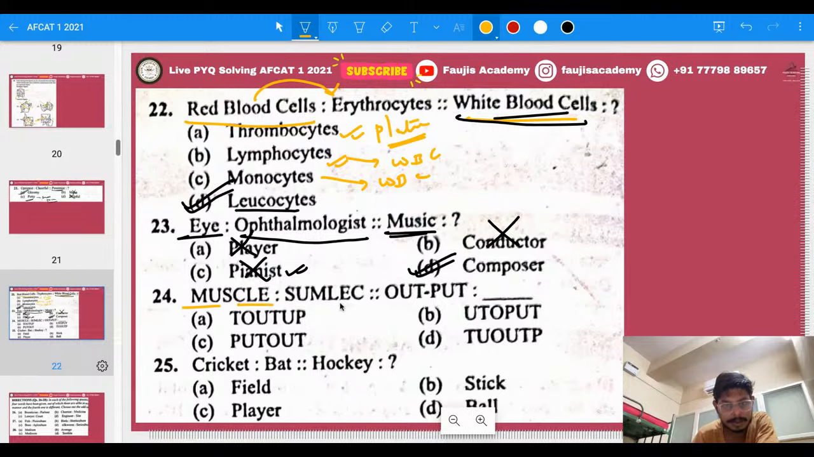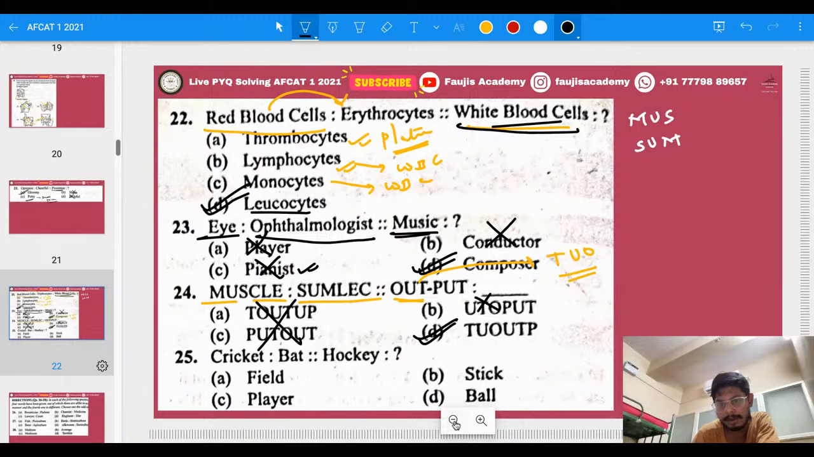Muscle is to samlek. Look over here carefully. MUS is changing into SUM. So that means this OUT over here will have to change into TUO. We have only one such answer in the option, which is TUO. Rest all others we don't find anywhere. TUO, guys. Yes, absolutely correct.